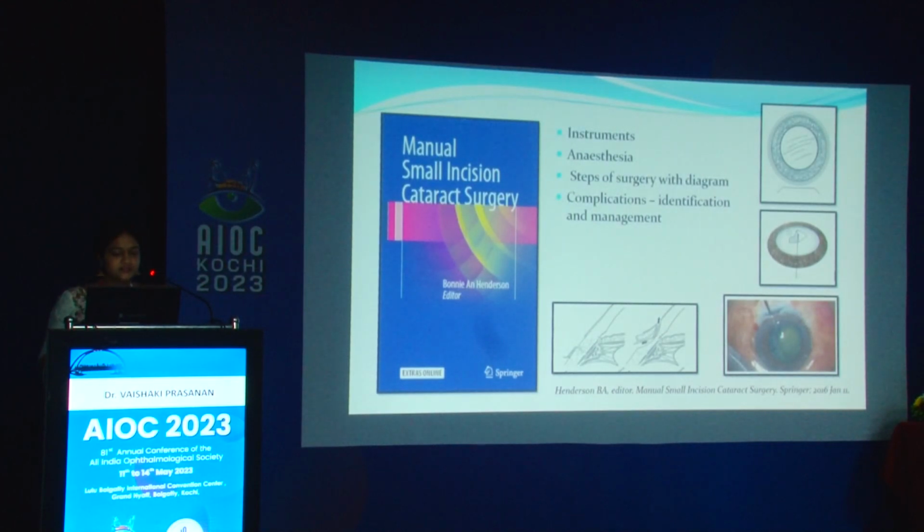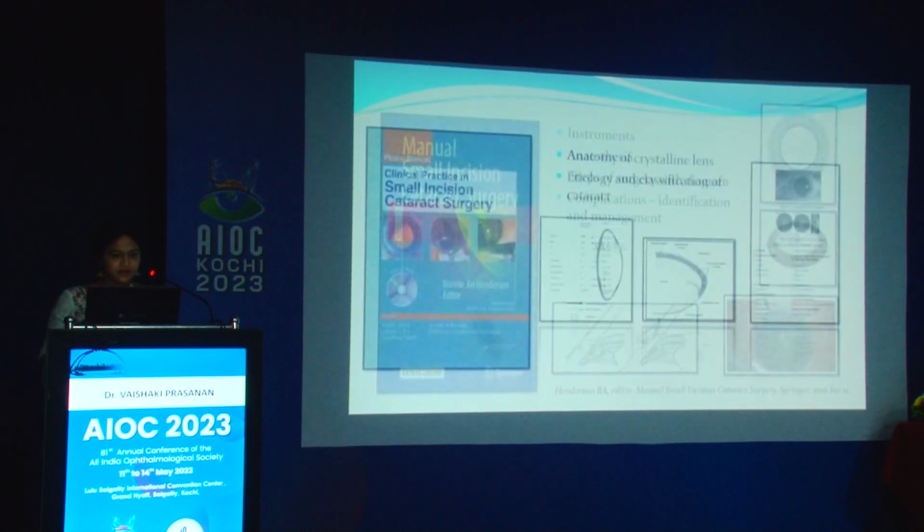Here, this book gives an extensive review about the instruments, details of each instrument, anesthesia, steps of surgery along with its diagram, how to identify complications and manage them. And this book is around 185 pages, and it gives an extensive knowledge about everything you should know about SICS, and it is available in Telegram.